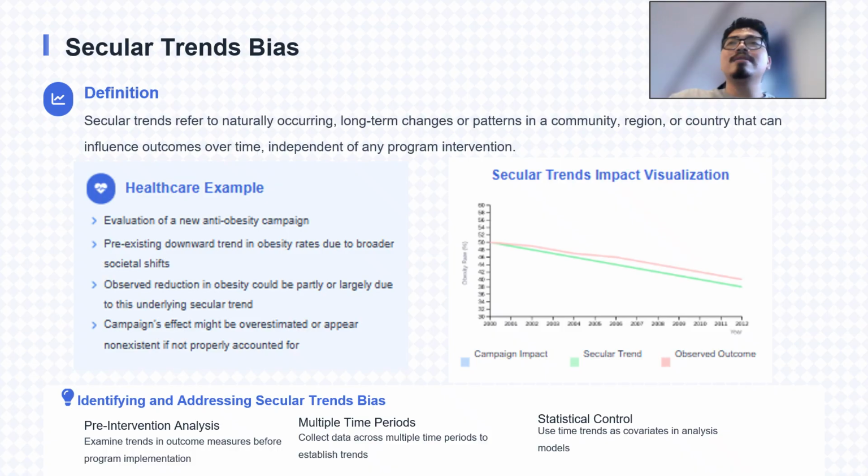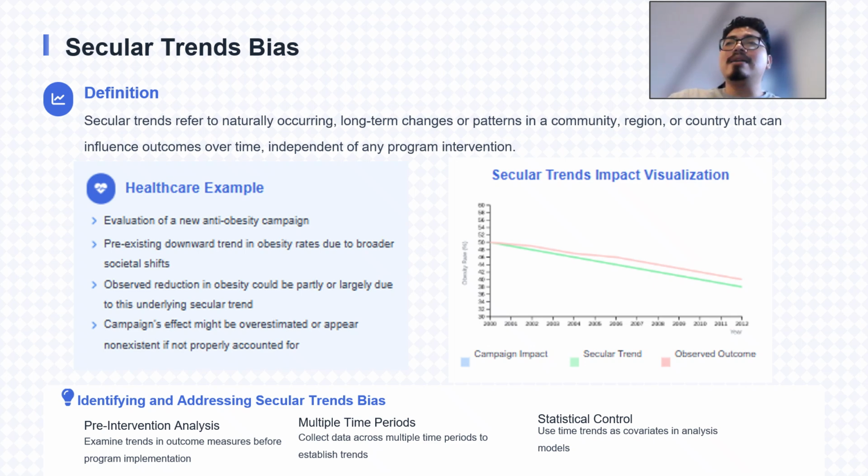So, secular trends as bias. The next type of bias is secular trends, and it's basically just a fancy way of saying natural changes that happen over time in society. For example, let's say a program aimed to reduce birth rates within a city, but at the same time, birth rates were already falling across the whole country, maybe because of economic shifts or cultural changes.